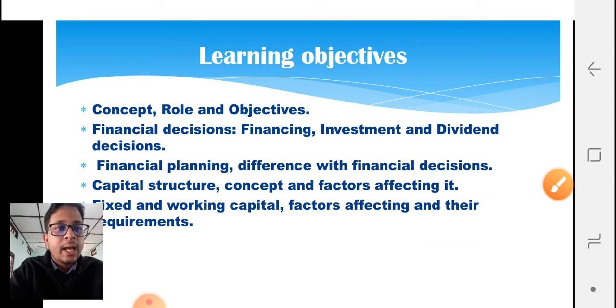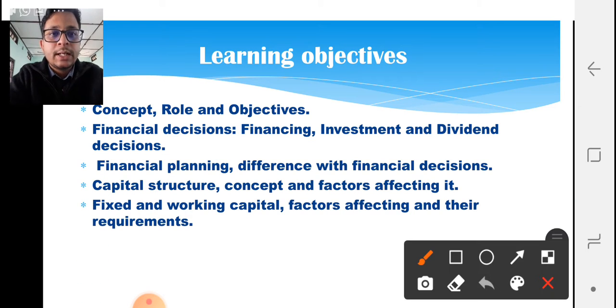Next we'll be discussing the concept of capital structure. So what does capital structure mean? Usually the capital of a particular firm is bifurcated into two parts: equity and debt. If a firm has a capital of rupees 1 crore, then the entire 1 crore may not necessarily be raised from one source.